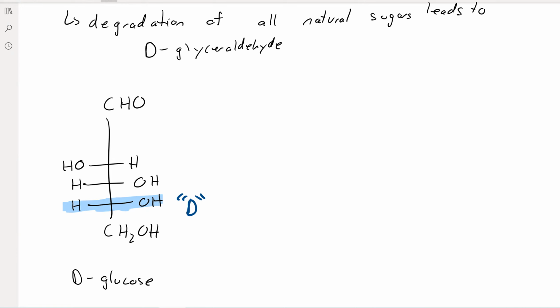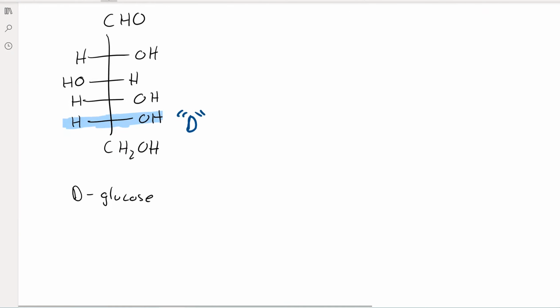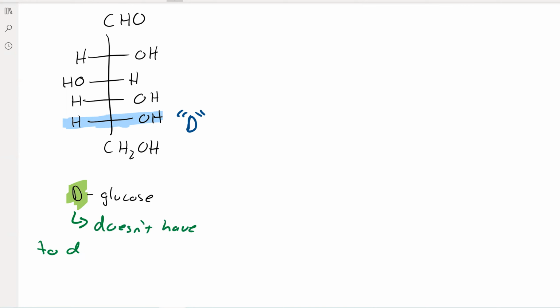The reasons for that are unknown. Of course, there's various hypotheses with different amounts of evidence for each. If you'd like to read into that, feel free to do so. Also note that this D has nothing to do with the way it bends light. It just means that it comes from the D-glyceraldehyde. So it doesn't have to do with bending light.